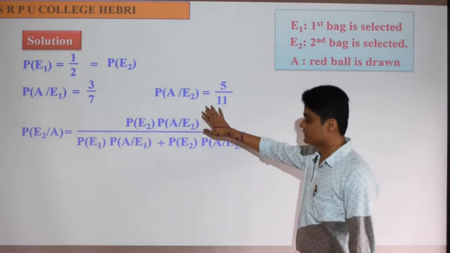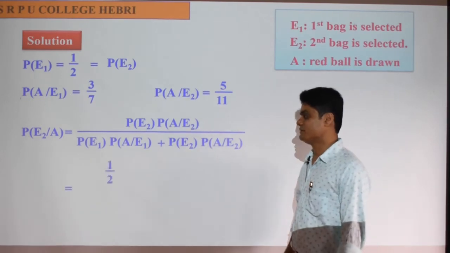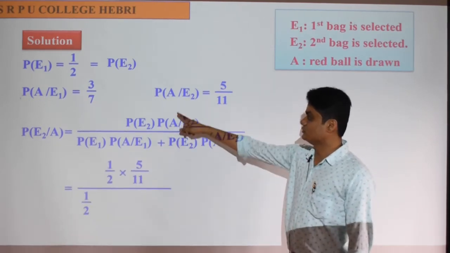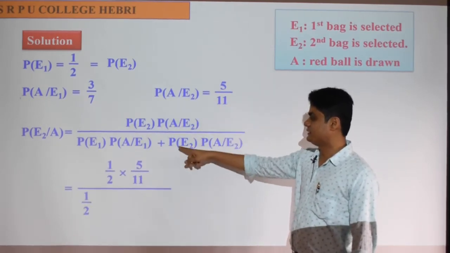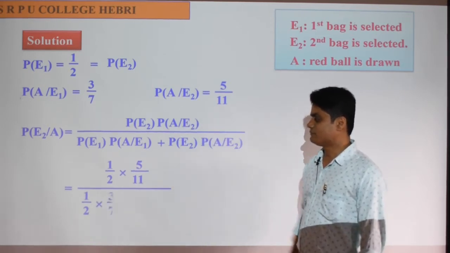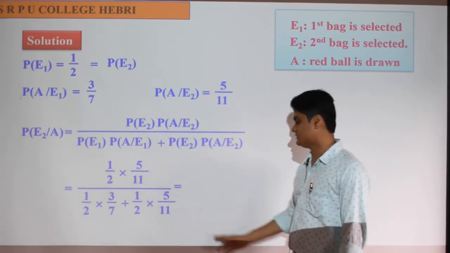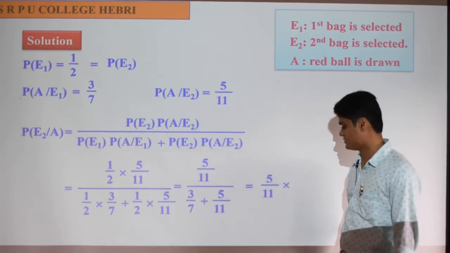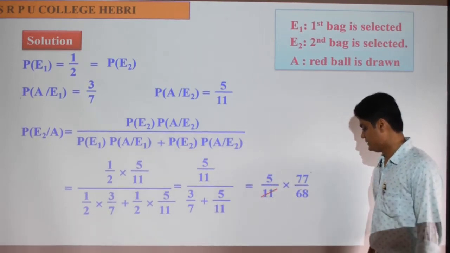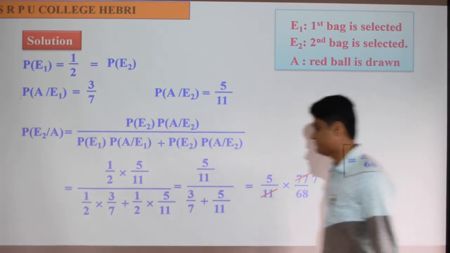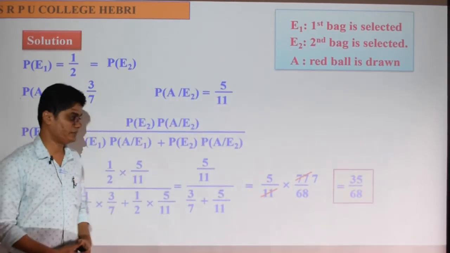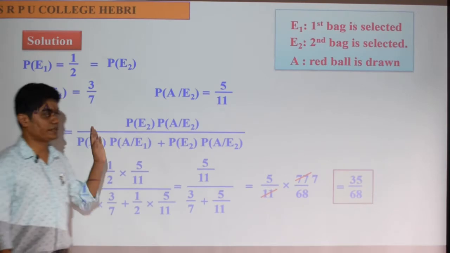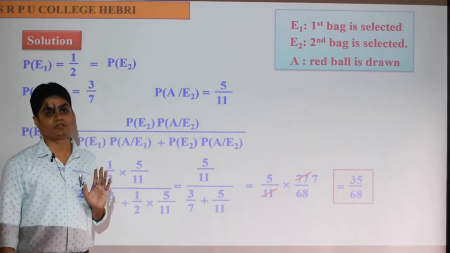All the values are known here, substitute and simplify, that's it. 1/2, and 5/11 is the probability of E2, same half into 3/7. Simplify this, you'll get this number. You know the simplification, LCM and simplification. So the final answer will be 35/68.